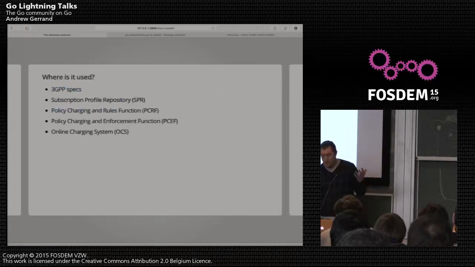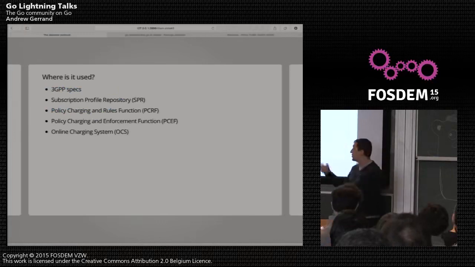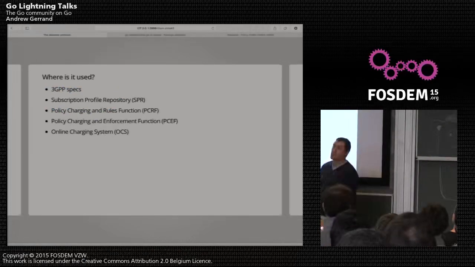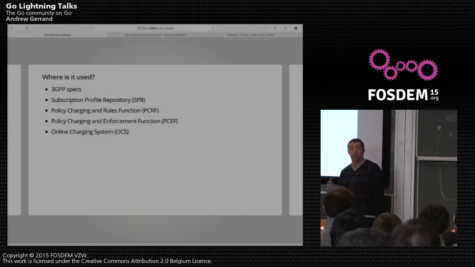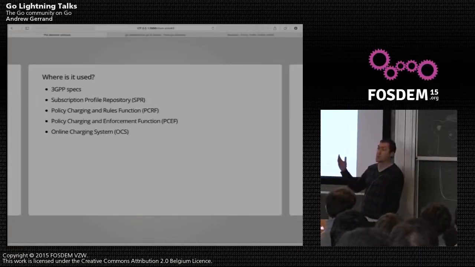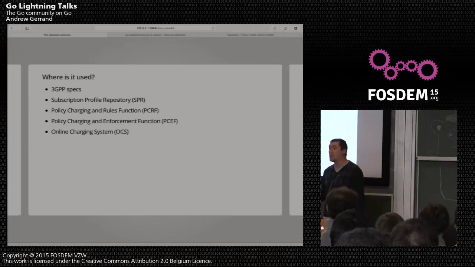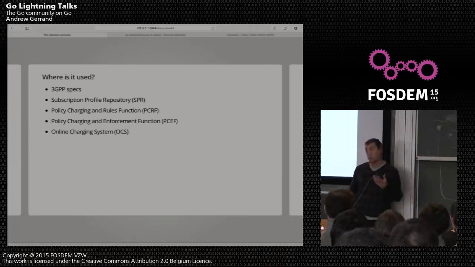So where is this protocol really used? This is part of the 3GPP specs. Everyone that is running access networks, mostly the carriers, has equipment in their network that speaks Diameter. This is an evolution of the RADIUS protocol, right? Used for accounting and a bunch of other stuff.